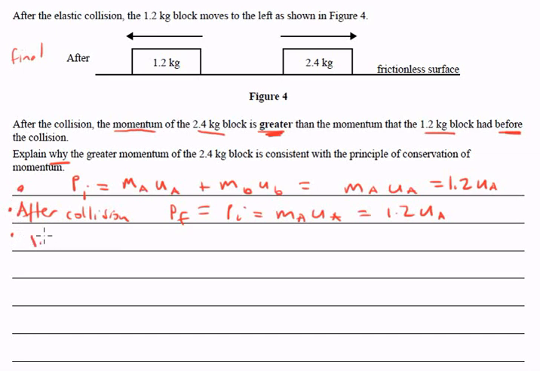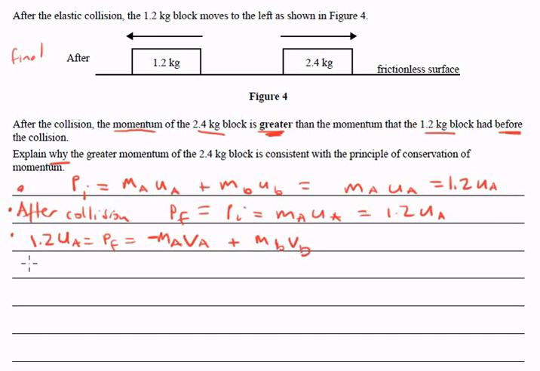After the collision, we can also write out the final momentum. So we know this 1.2 uA equals the final momentum, which equals this momentum plus this momentum, which equals the mass of A times the final speed of A. And what do we notice about that? It's going the other way, so it's negative. Plus the mass of B times the final speed of B.